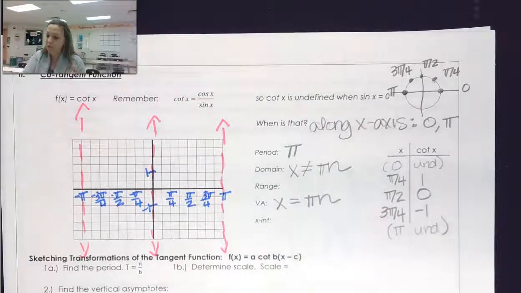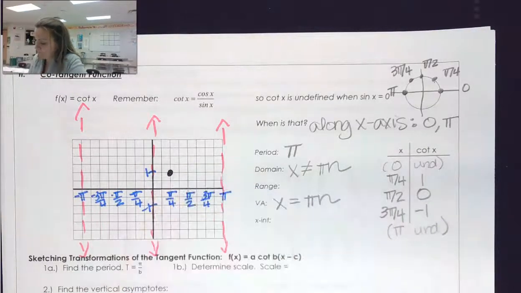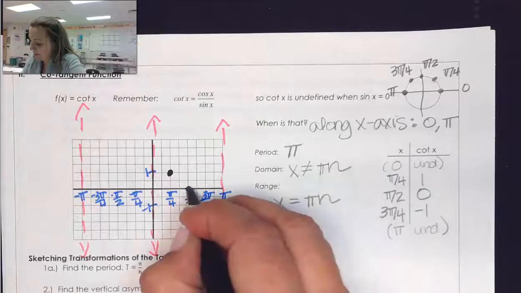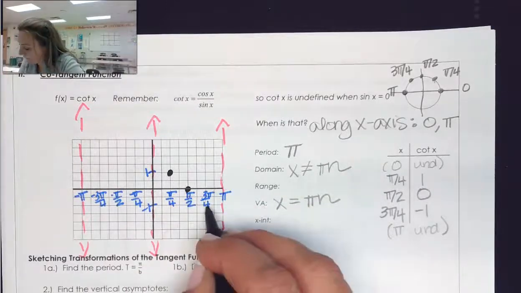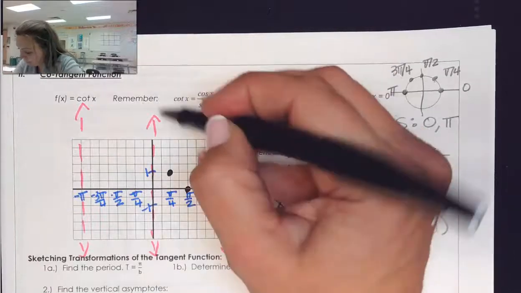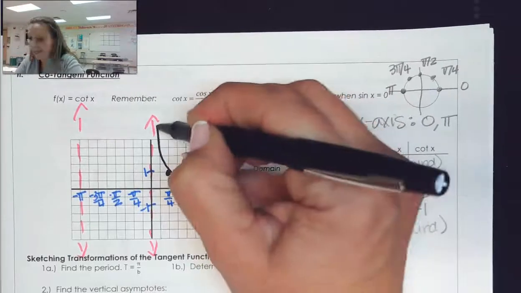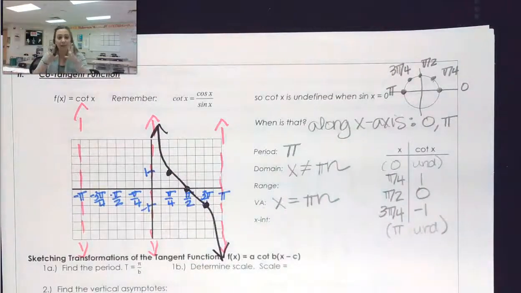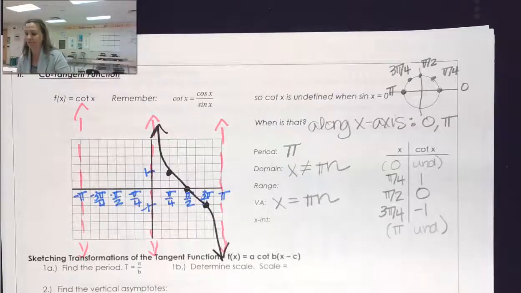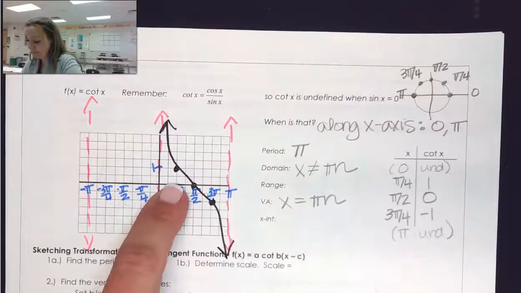And so to show you the range, I guess let's plot these points. So at pi fourths, we would have 1. Pi halves, we would have 0. And 3 pi fourths, we'd have -1. And so again, what would happen is that we would have this function that approaches the asymptotes. But notice that the parent function for cotangent does go down from left to right. Once again, it's going to keep following that pattern.